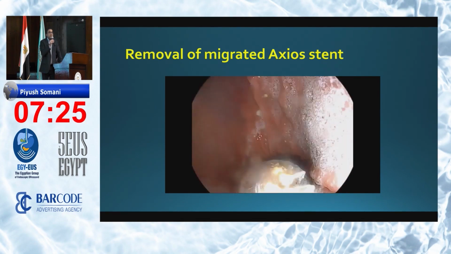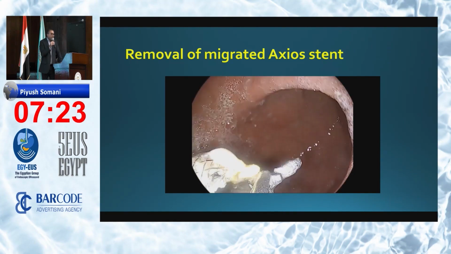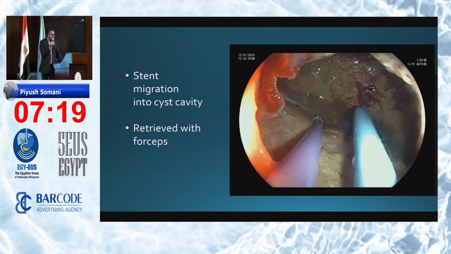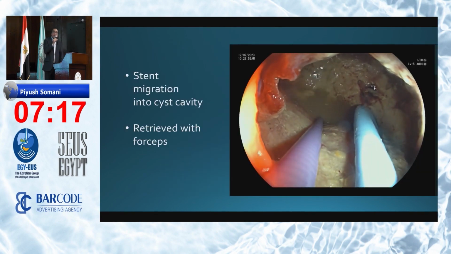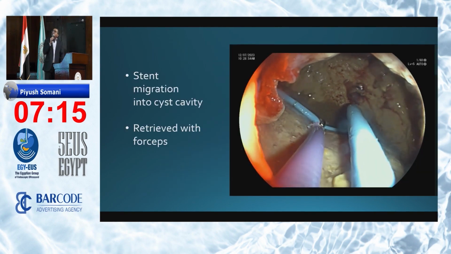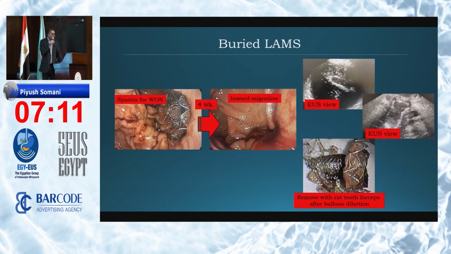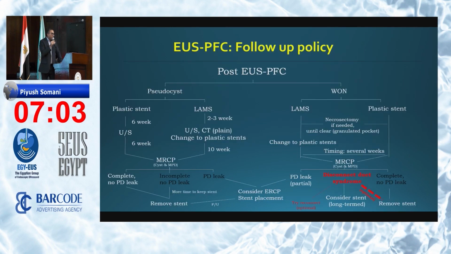So these are the troubleshooting issues which we can land up with while we are deploying the lumen-apposing stent basically. This is another video showing stent migration into the cyst cavity, which is retrieved with a biopsy forceps. Buried LAMS is also a phenomenon which can happen if you are keeping the LAMS for more than 3 weeks. So that's the reason nowadays we recommend the LAMS should be removed after 2 to 3 weeks.